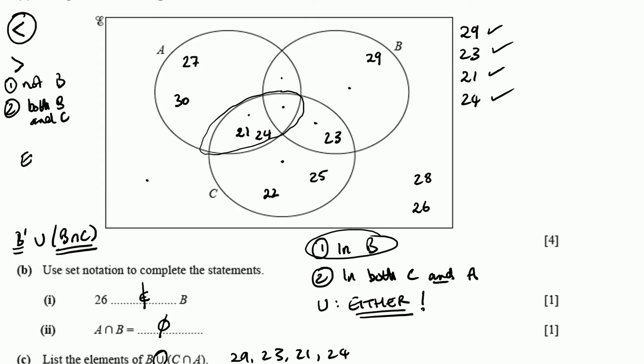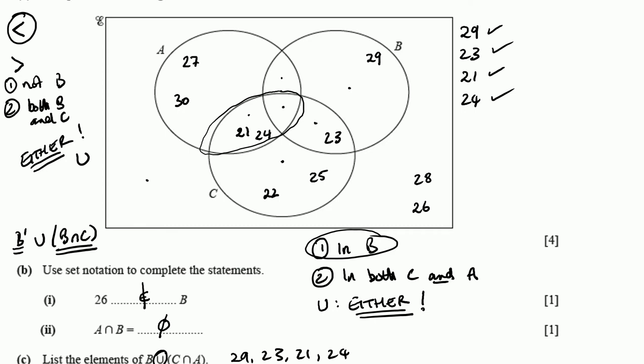Which satisfy either of those conditions because of the use of the union symbol in between them. So I'm interested in elements which are not in B. Well, that's the 27, the 30, 21, 24, 22, 25, 28 and 26. Don't forget about those out there. But they can also be in both B and C. So there's an element which I didn't get to count before, which is the 23, which satisfies the second condition.